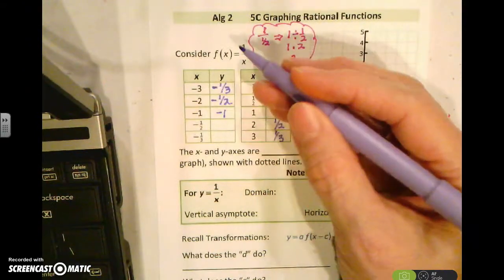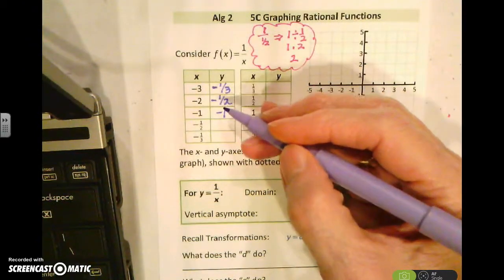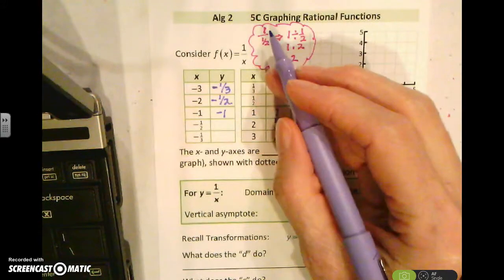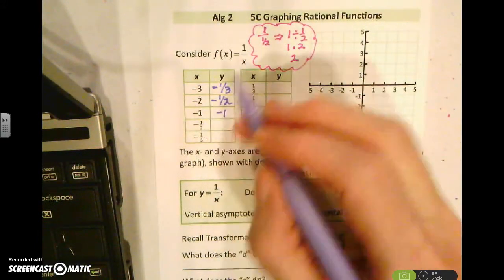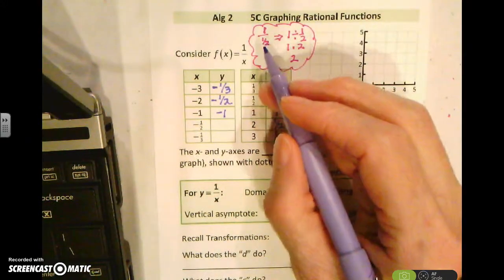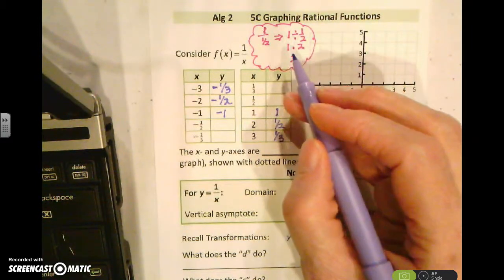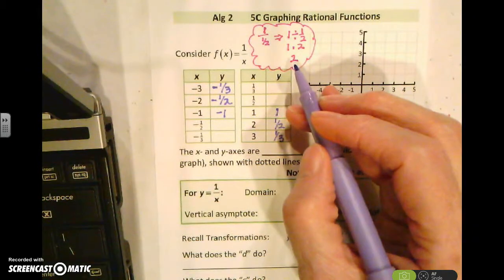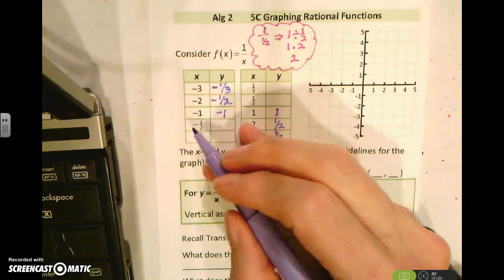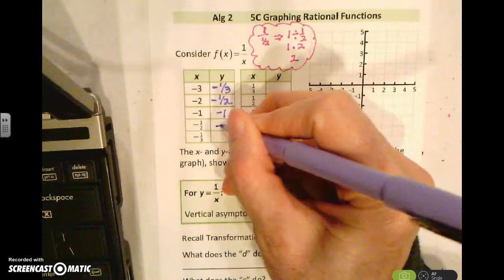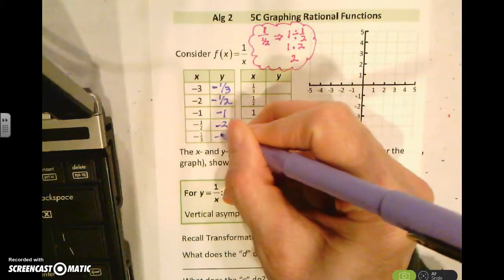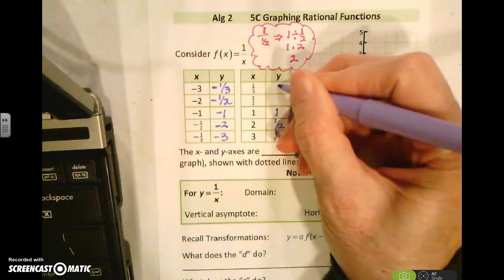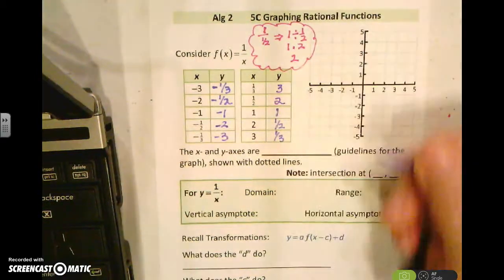Now I've already plugged this in. I put -3 in, and I've got these. I wanted to point out that if I plug a 1/2 in, 1 divided by 1/2 looks like this, change to multiplication of the reciprocal, and that is 2. So basically the reciprocal of -1/2 is going to be -2. This will be -3, this will be +3, and this will be +2.